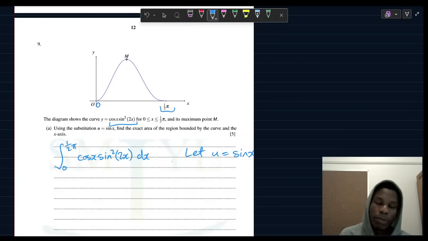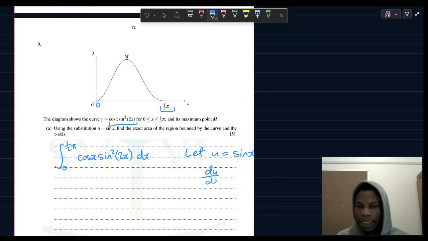So a good starting point, even if you don't know where you're going, is to just differentiate your substitution, because you always will differentiate the substitution. So du dx is equal to, if you differentiate sine x, you're going to get cosine of x. Okay, we'll come back to this bit.